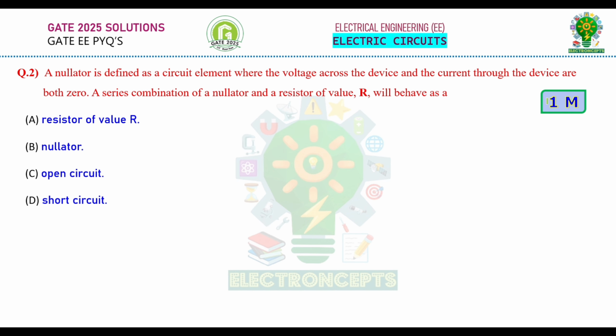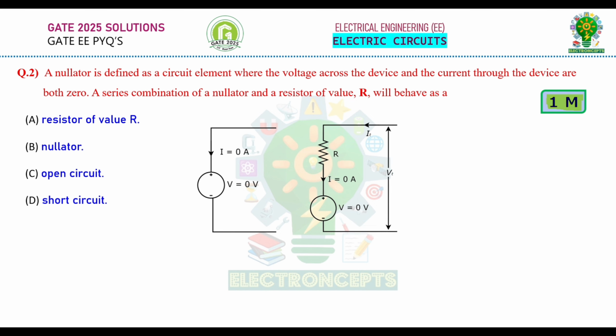Question number 2. This is a GATE 1 mark question. A nullator is defined as a circuit element where the voltage across the device and the current through the device are both zero. A series combination of a nullator and a resistor of value R will behave as a. From the given statement, a nullator is a circuit element whose voltage and current are zero. Let us draw this. Now connecting a resistor of value R to the nullator, we get this circuit.